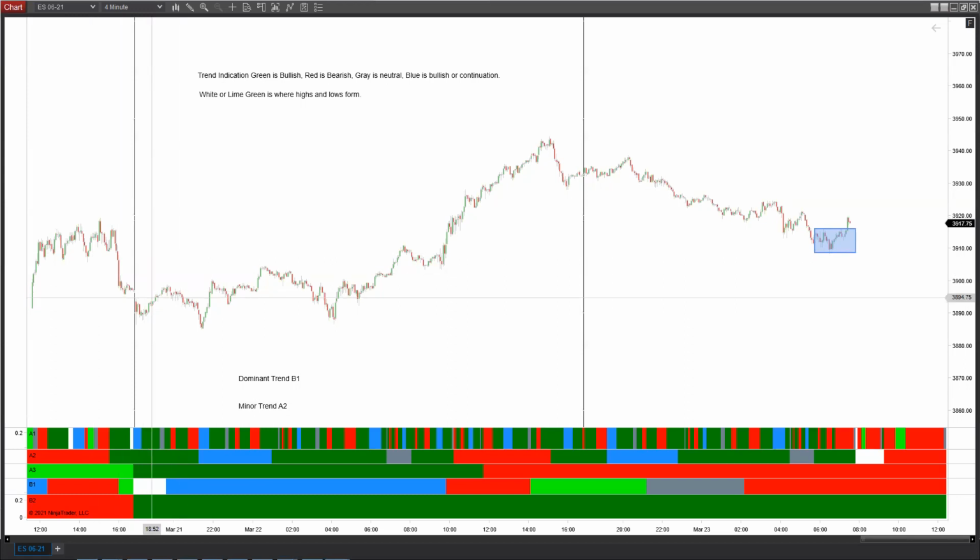So picking this up from Sunday, you can see Sunday night the color scheme switches, because it switches from the close Friday at 1600 hours and then changes to Sunday evening at 1800 where it picks back up again. So on the primary panel, we go white to blue. So blue is bullish or continuation. And then on the A2 panel, we are bullish, then bullish or continuation in the blue, and then bullish.